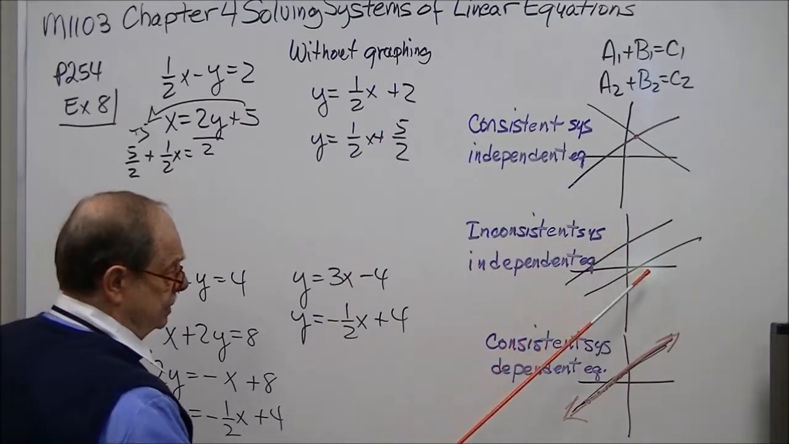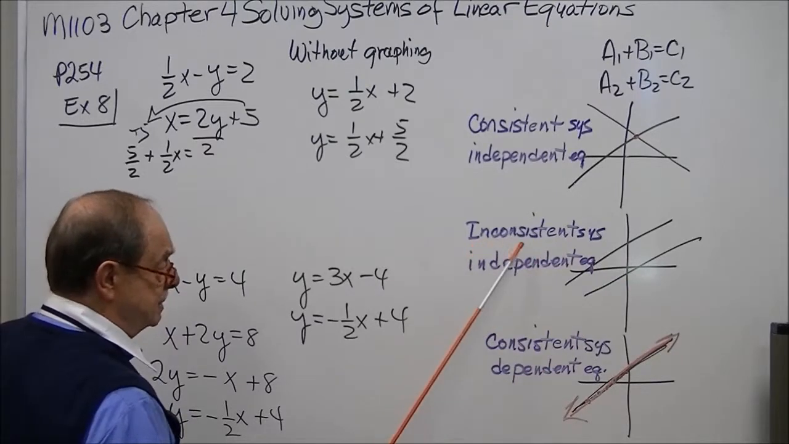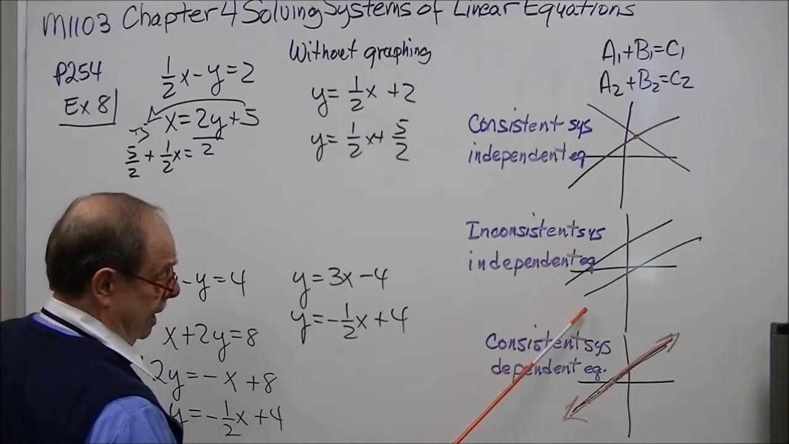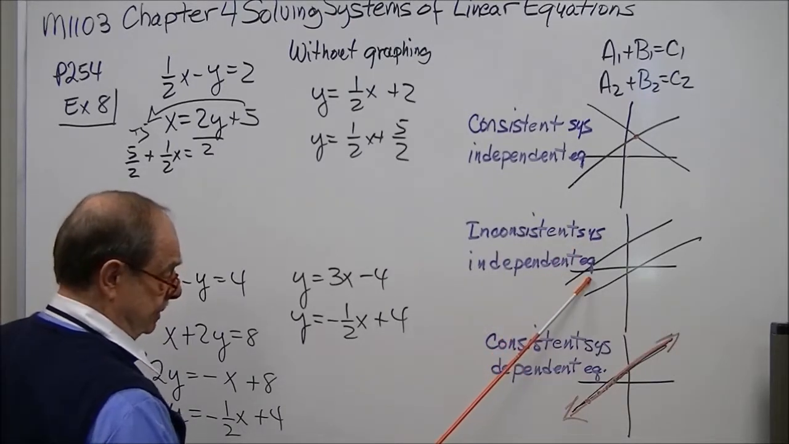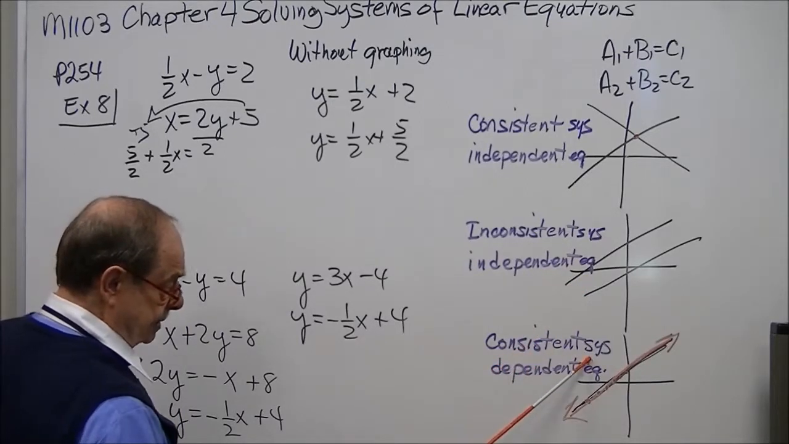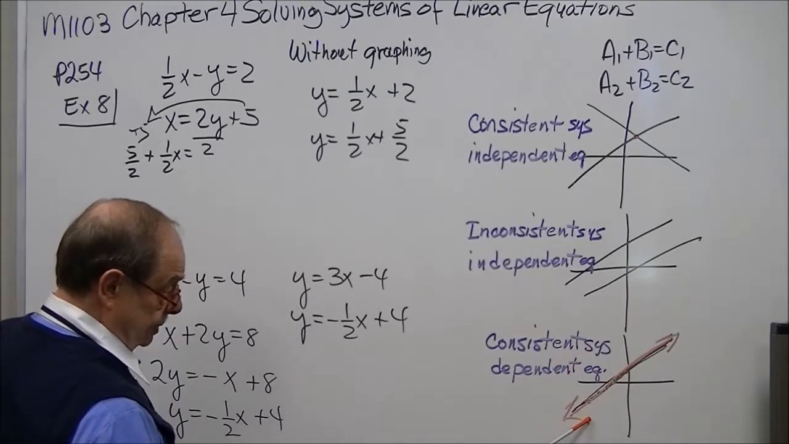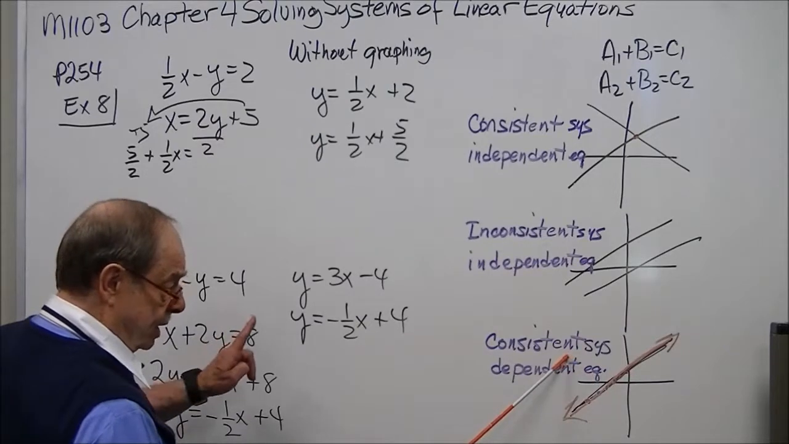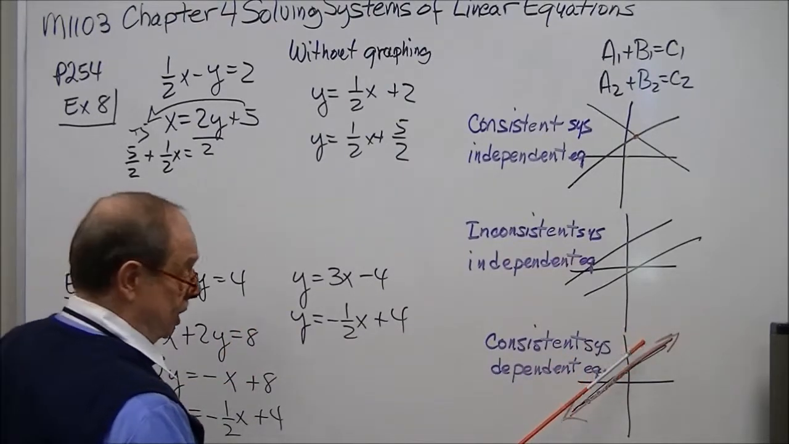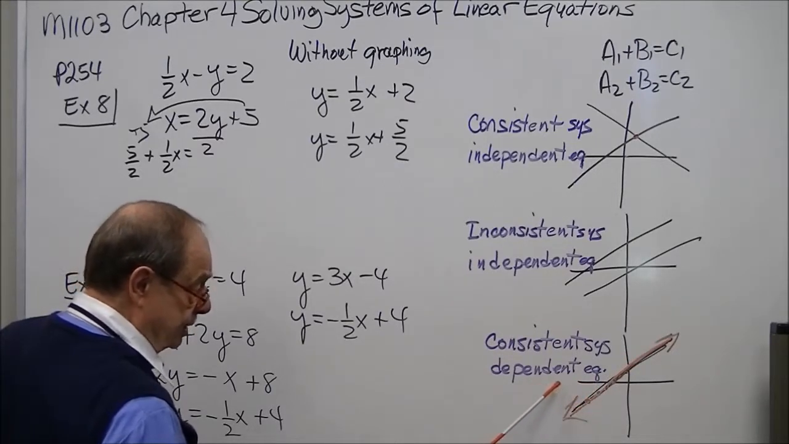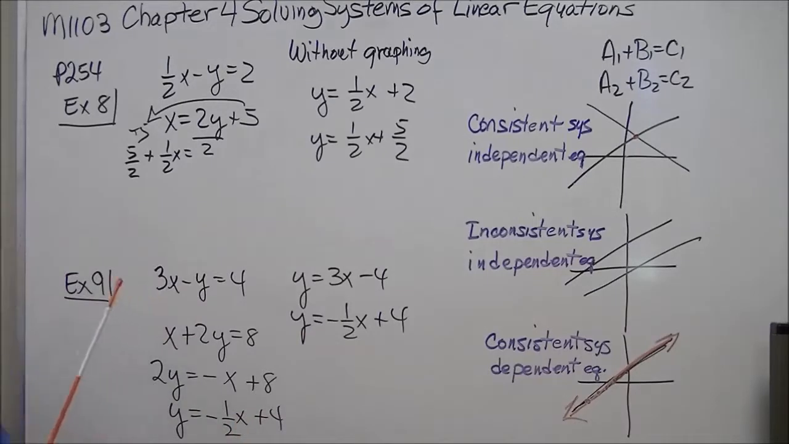Now, when the lines are parallel and there's no solution, we say it's an inconsistent system because there are no solutions, and the equations are independent. And in the third case, we have consistent systems, but the equations are the same, so they are dependent equations. Remember, this is the infinite one, so there's at least one, and the equations are dependent because they're the same equation. Now that wraps it up.